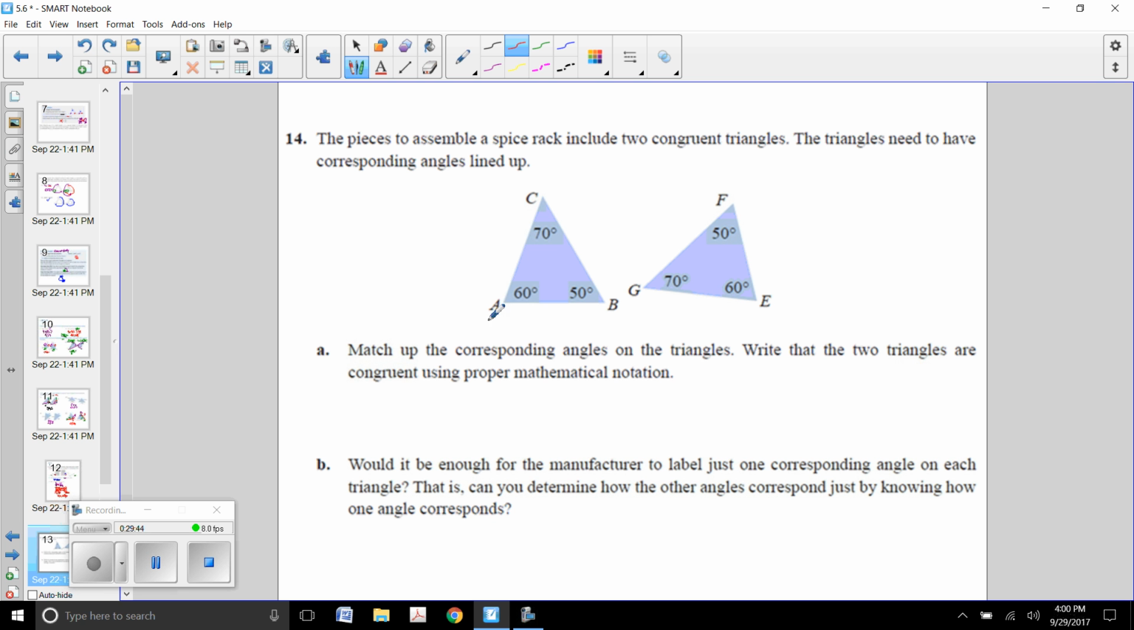So let's start with our first triangle. We have, let's call it ABC, to keep it in order alphabetically. Our congruent symbol is the equal sign with a little squiggle on top. But now we need to make sure that we mention the angles in the same order that we did ABC. Angle A was 60 degrees, so our 60-degree angle in our second triangle is angle E.